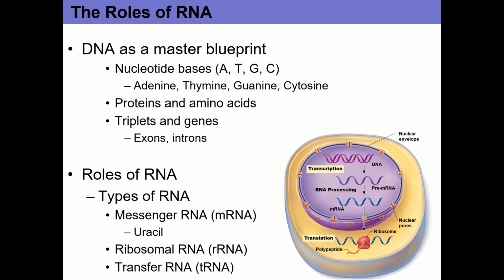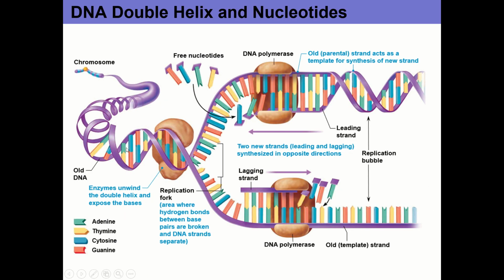Other terminology, so triplets and genes. So each series of 3 nucleotide bases is a triplet. So a triplet is a series of 3 nucleotide bases. And each triplet codes for an amino acid. So each series of 3 nucleotide bases codes for an amino acid. So for example, sticking with this, right? So we've got an adenine, a thymine, and then a guanine. So we've got ATG in order.